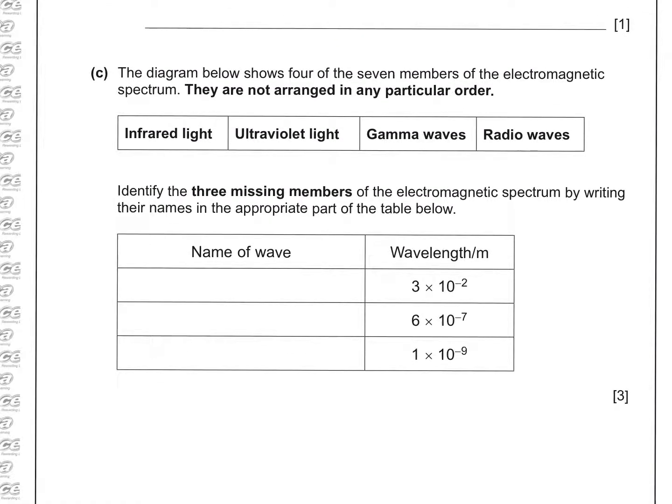The diagram below shows 4 of the 7 members of the electromagnetic spectrum. They are not arranged in any particular order. We've got infrared, ultraviolet, gamma and radio. Identify the 3 missing members of the electromagnetic spectrum by writing their names in the appropriate part of the table below.